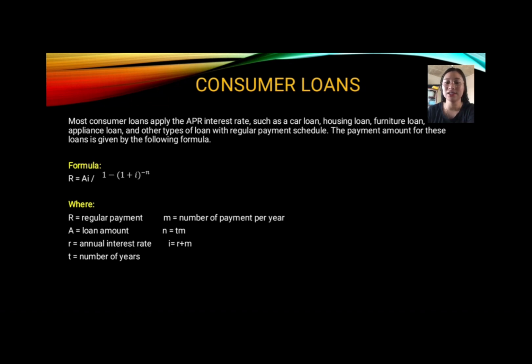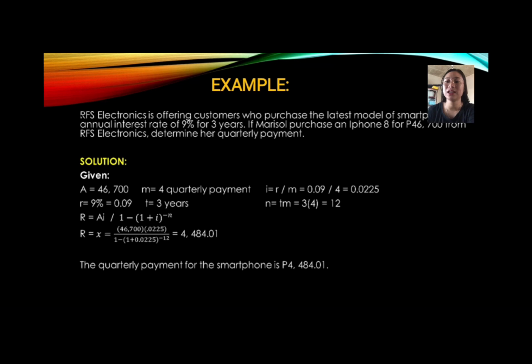So I have here an example. RFS Electronics is offering customers who purchase the latest model of smartphones an annual interest rate of 9% for 3 years. If Marisol purchased an iPhone 8 for 46,700 pesos from RFS Electronics, determine her quarterly payment. So we need to determine her quarterly payment. So I have here the solution.